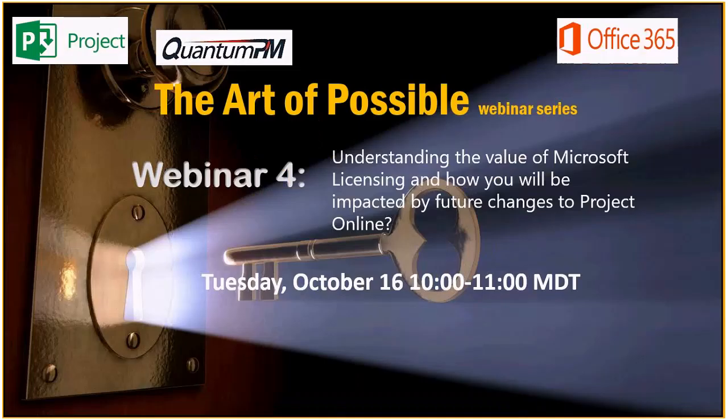Good morning, everybody. This is webinar four of Quantum PM's Art of the Possible webinar series. These webinars have really focused on how to use best practices and some of the possible capabilities around the Microsoft PPM toolset and opportunities with integration, and how companies and organizations can take best advantage of their investment in Microsoft and Microsoft technology. Today, we're going to focus on understanding Microsoft licensing for Project and Project Online.